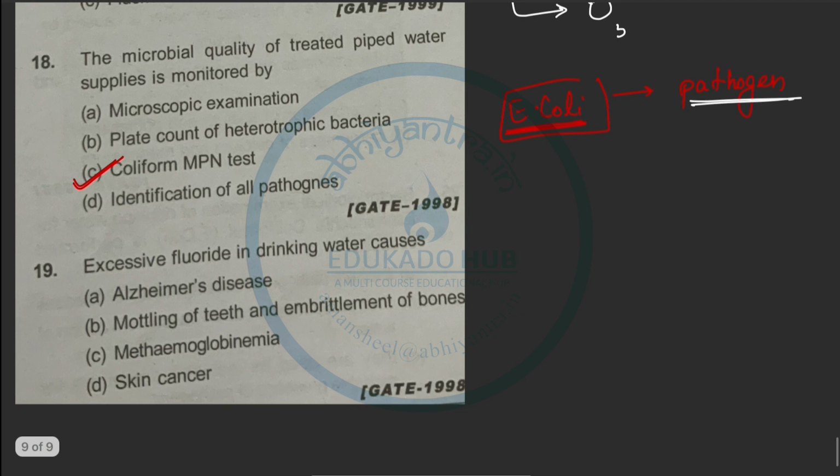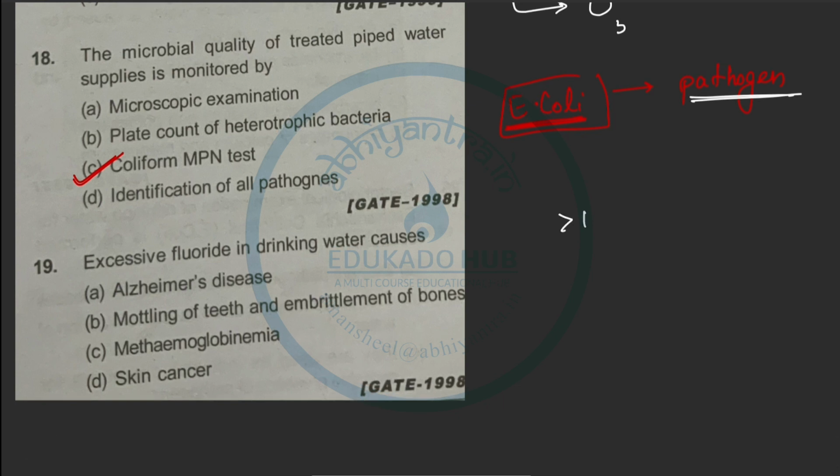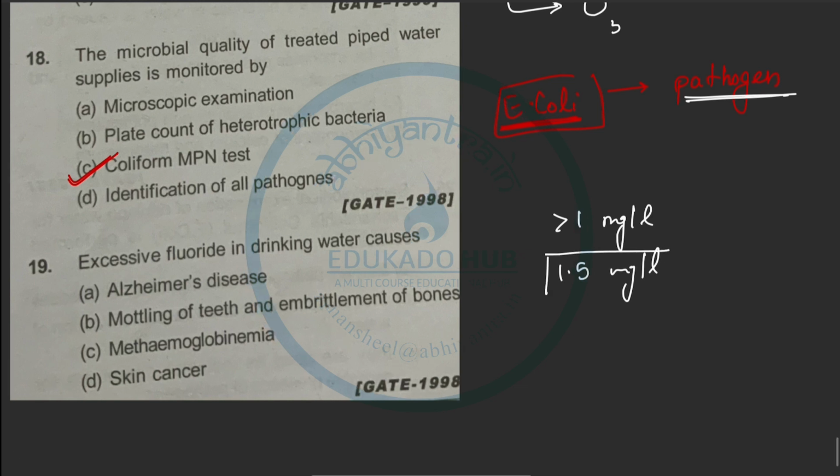Now the next question is, excessive fluoride in drinking water causes. If there is excessive fluoride, greater than 1 milligram per liter, or at most 1.5 milligram per liter, there will be mottling of teeth, bones will be brittle, teeth will be brittle, there will be mottling. So the option will be option B.